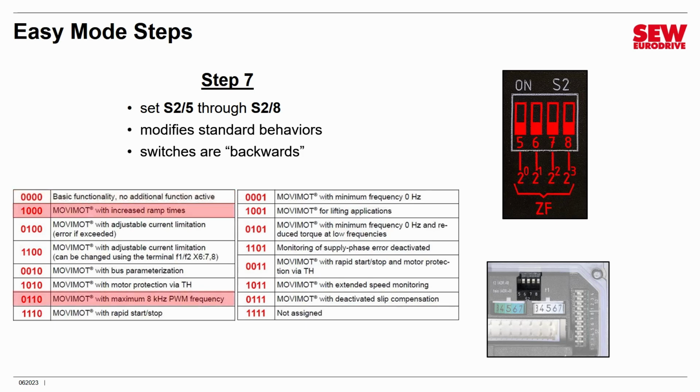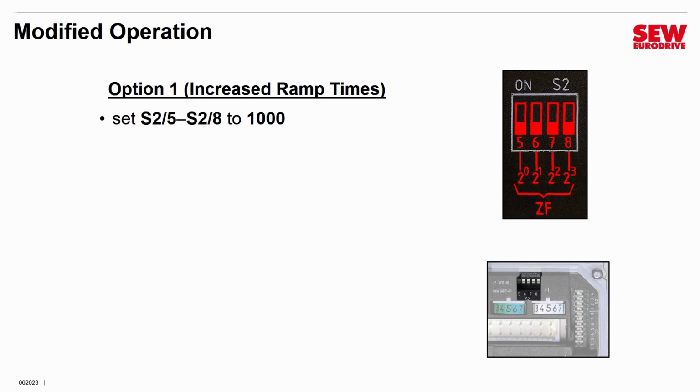I'm going to look at these 2. Option 1000 and option 0110. So let's take a look at those. This is called option 1. You set the switches to 1000. Remember, the switches are backwards relative to normal binary positioning. What this does, it increases the available ramp times.